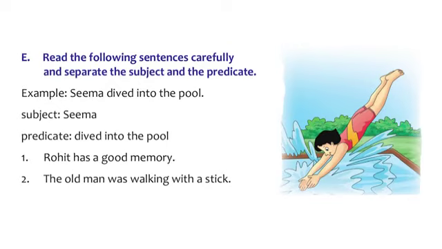Here, the sentence is talking about Seema. So, the subject is Seema. Predicate is dived into the pool. That's what Seema is doing. It gives information about the subject. Rohit has a good memory. Here, the subject is Rohit. Has a good memory is a predicate.